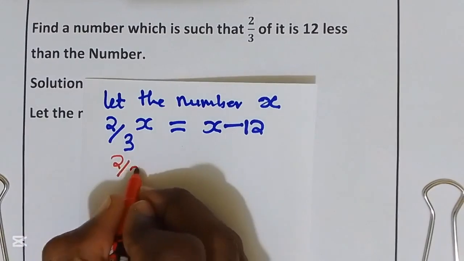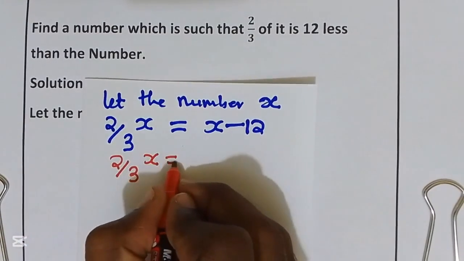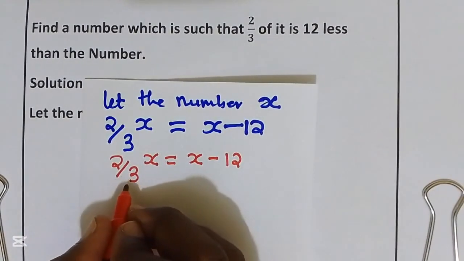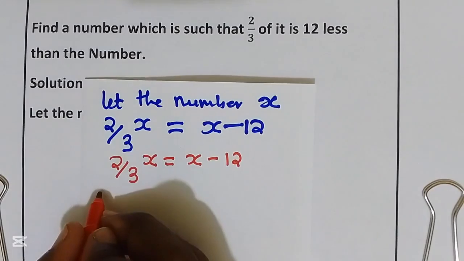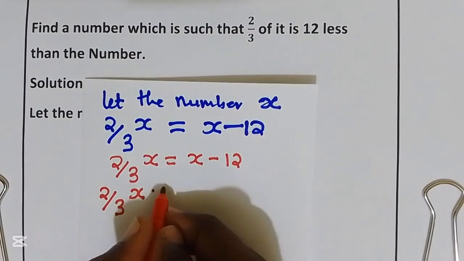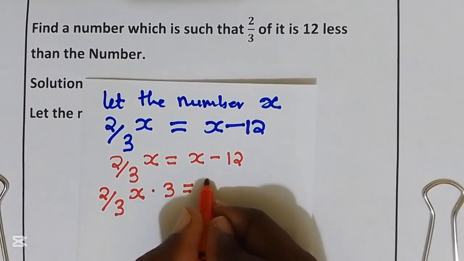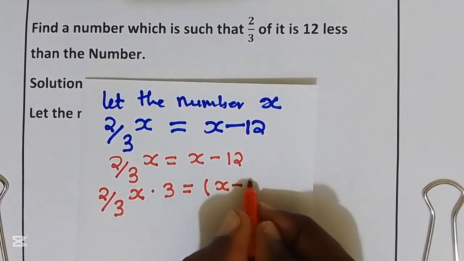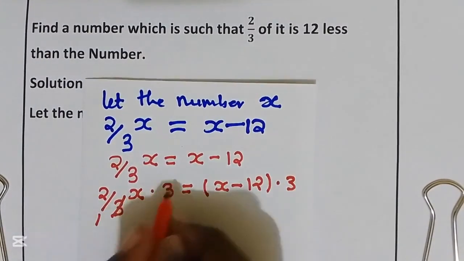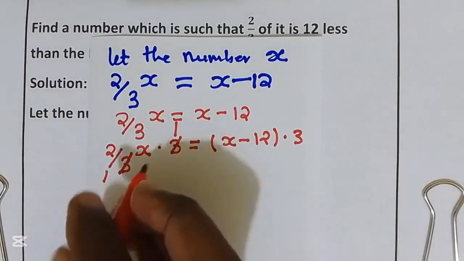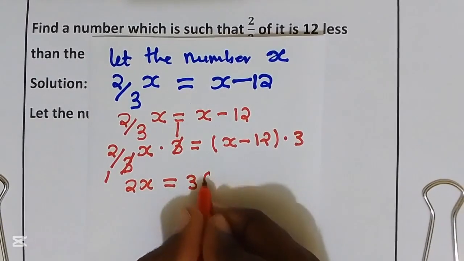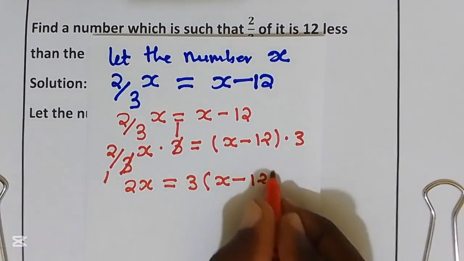2 over 3 of x is equal to x minus 12. Let's multiply by 3 throughout. We are going to have 2 over 3x multiplied by 3 is equal to, in the bracket, x minus 12 multiplied by 3. By 3, 1. By 3, we get 1. 2x is equal to 3 in the bracket, x minus 12.